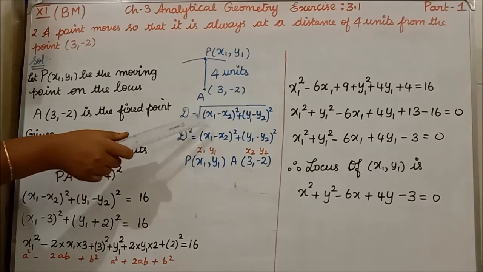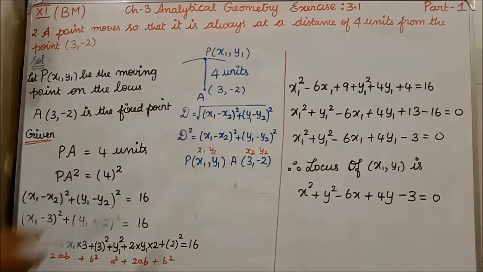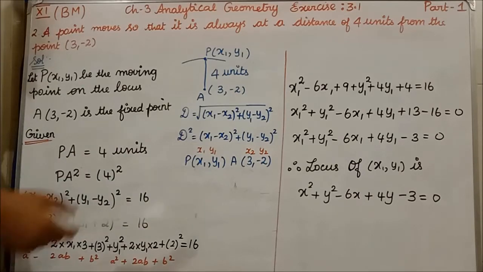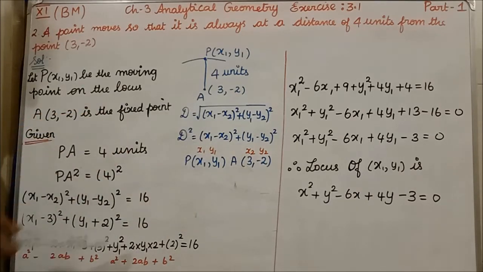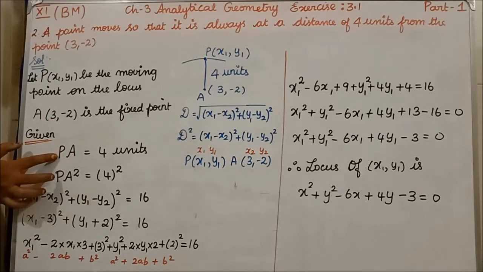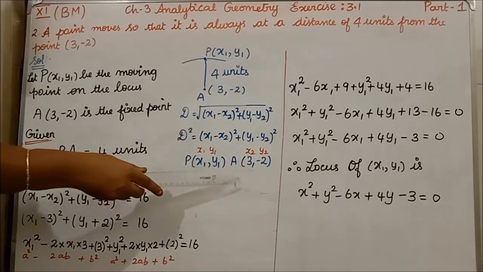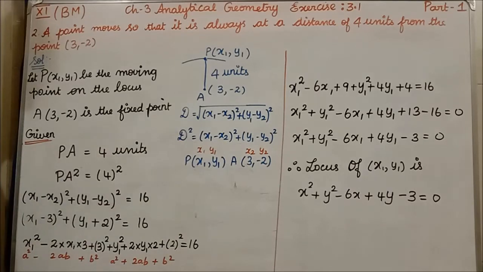So d square equal to, see, in the next step I have not written the square root. Why are we not writing the square root in the distance formula? Because this side we are taking that square. Now for PA, the P point is x1, y1 and the A point is 3, -2. I am going to apply the distance formula here.